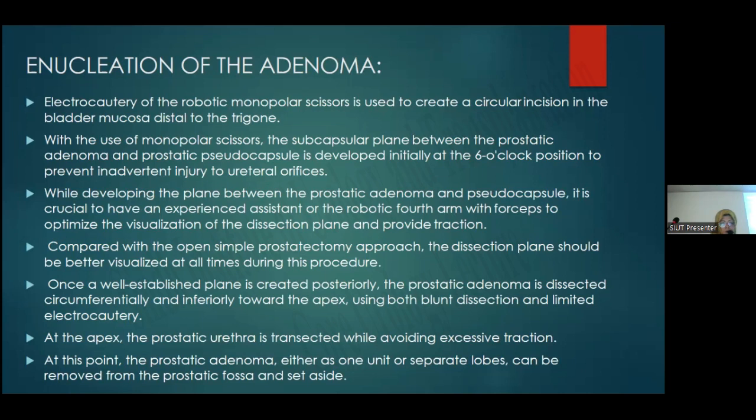In comparison to the open simple prostatectomy approach, the dissection plane is better visualized at all times during this procedure. Once a well-established plane is created posteriorly, the prostatic adenoma is dissected circumferentially and inferiorly towards the apex. Using both blunt dissection and limited electrocautery at the apex, the prostatic urethra is transected while avoiding excessive traction. At this point, the prostatic adenoma, either as one unit or separate lobes, can be removed from the prostatic fossa and set aside.